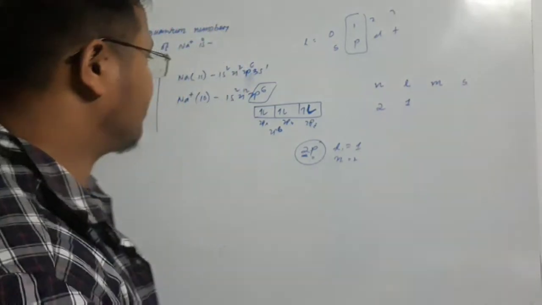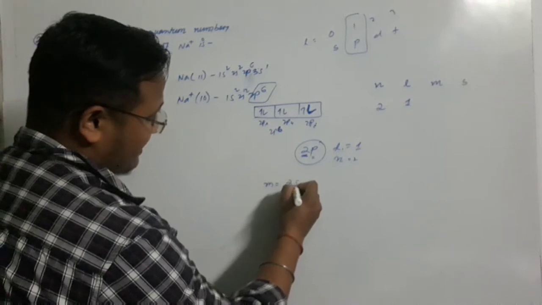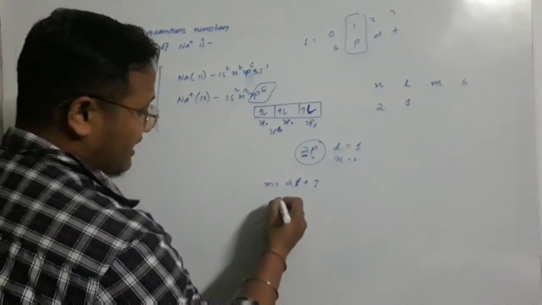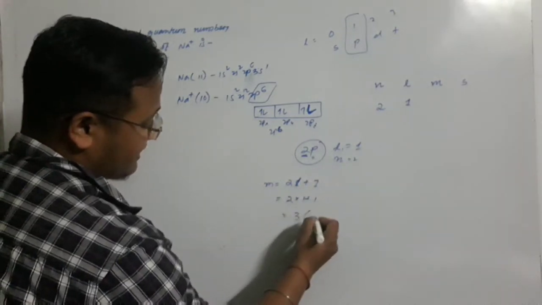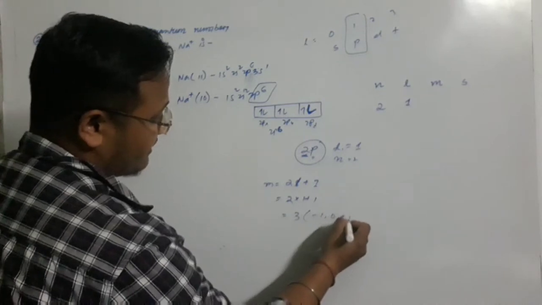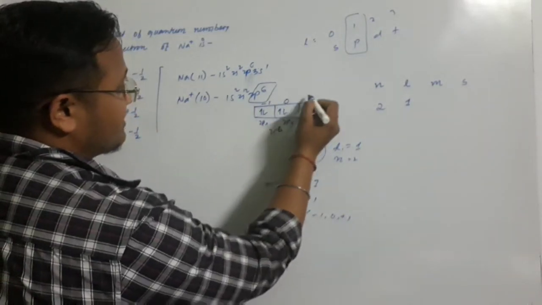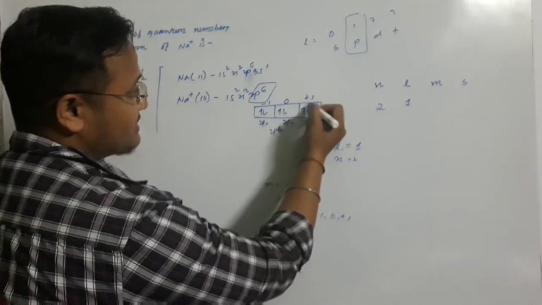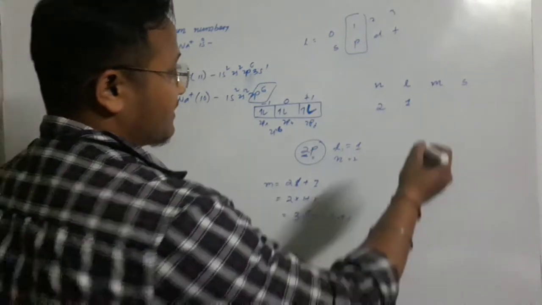And what will be the value of m here, the magnetic quantum number? The number of values we will have is given by 2l plus 1. So 2 into 1 plus 1 equal to 3. Then the values are minus 1, 0 and plus 1. As the last electron enters the plus 1 orbital, the magnetic quantum number will be 1.